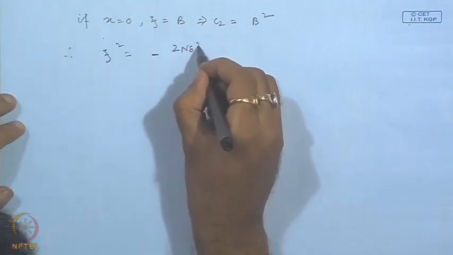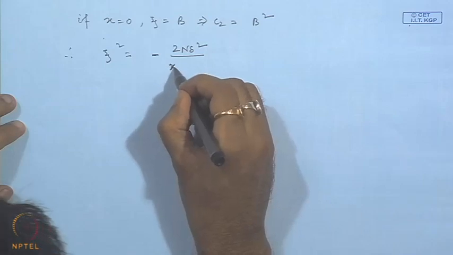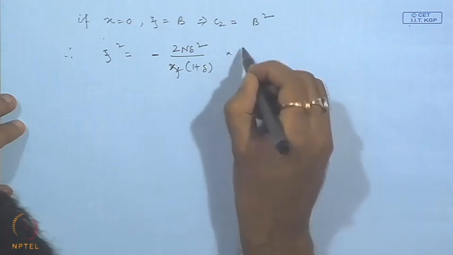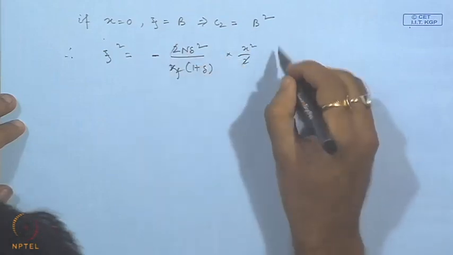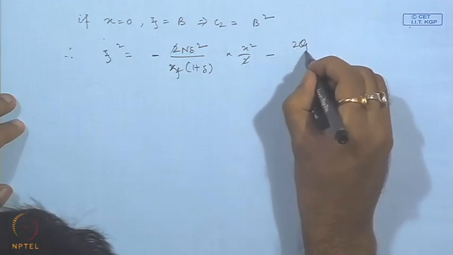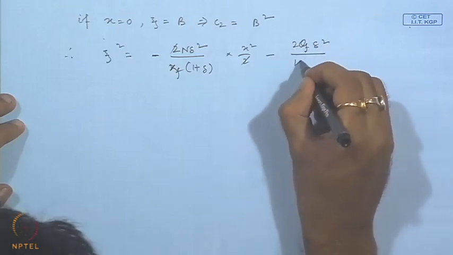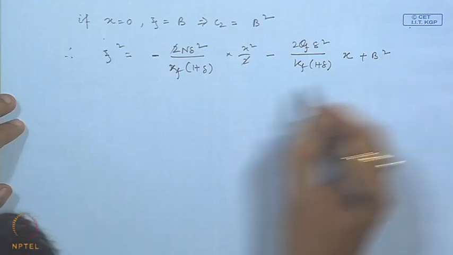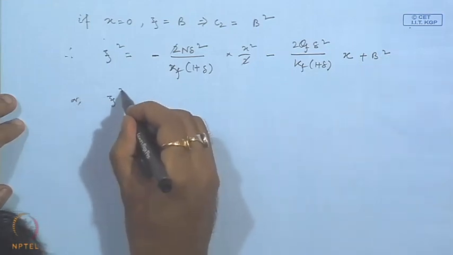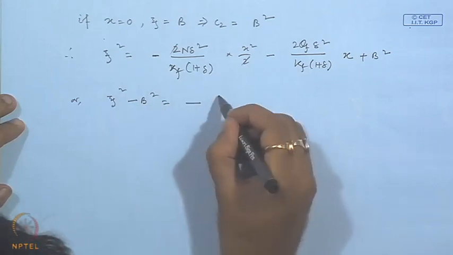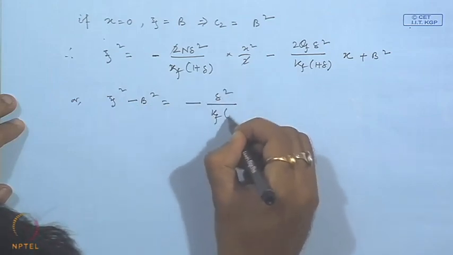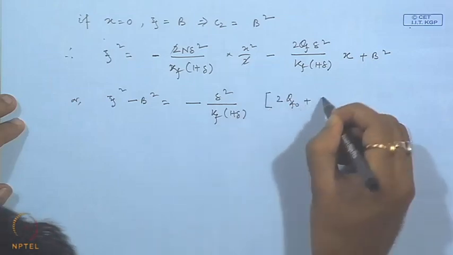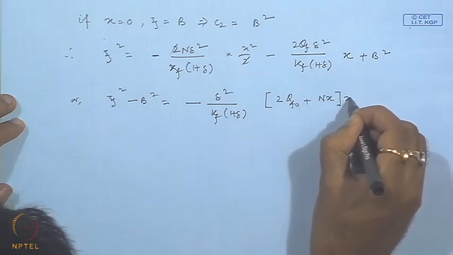So, finally, we can write our equation as xi square equals to minus 2n delta square by kf (1 plus delta) into x square by 2. So, 2 cancels, minus qf delta square by kf (1 plus delta) x plus b square, or xi square minus b square equals to minus delta square by kf (1 plus delta) into (2 qf naught plus n x) into x.